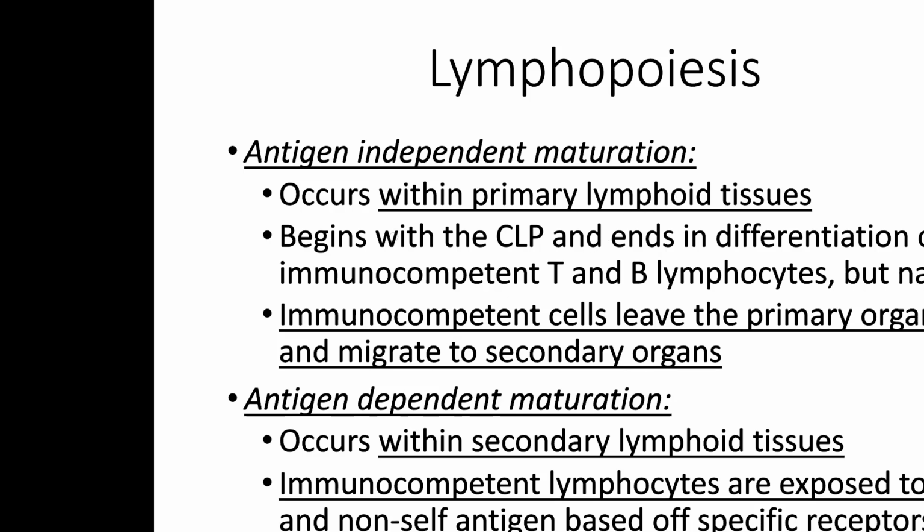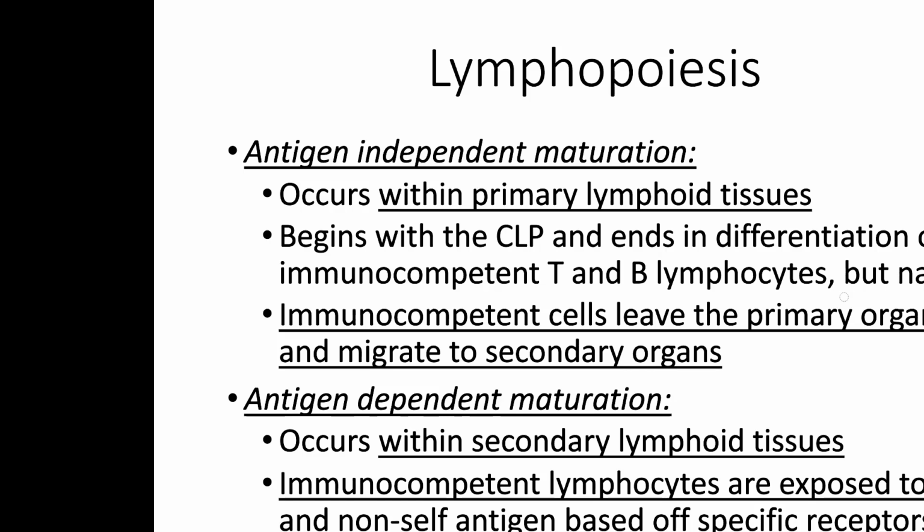So basically, all we're doing is developing from this common lymphoid progenitor and ending up with cells that have differentiated into T and B cells. But these T and B cells are immunocompetent, but they still are naive, meaning they haven't been associated with it. They haven't learned a specific antigen just yet.